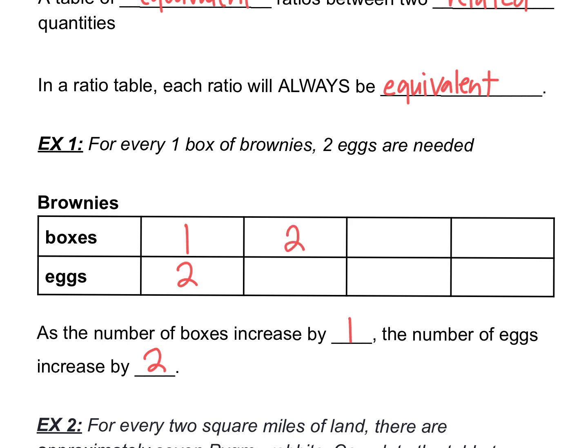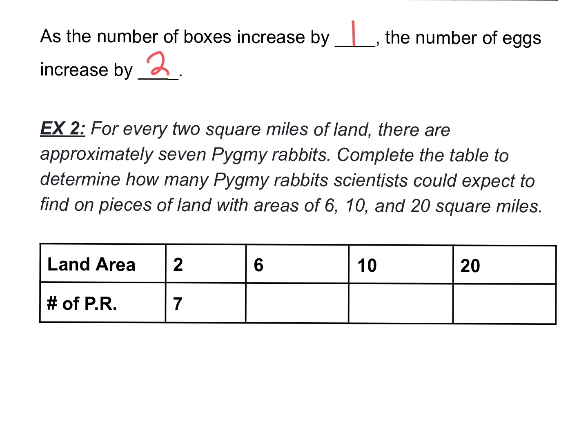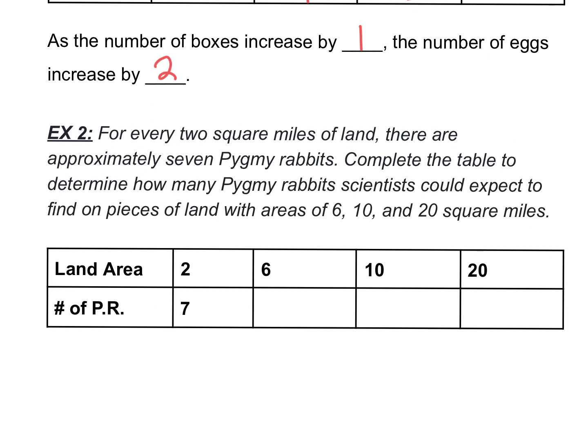So if I have 2 boxes, I now need 4 eggs. If I have 3 boxes, I need 6 eggs. Y'all see what's happening? Times 2. It's a pattern, okay? That's what a ratio table is. It's just comparing those equivalent ratios, and it's showing you, okay, if I know 1 box needs 2 eggs, well, this is easy. If I make 4 boxes, I need 8 eggs, okay? The next example, I'm gonna let y'all try that one with your groups. It's about pygmy rabbits again. So try that one, and then we'll check it together.